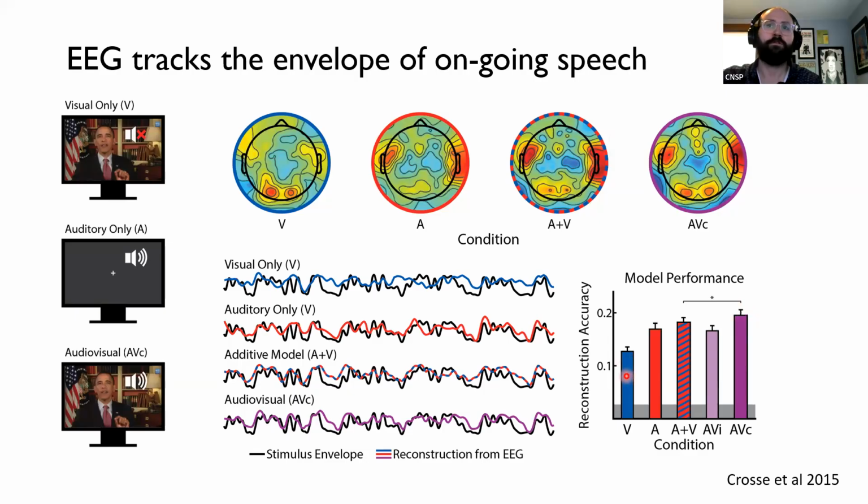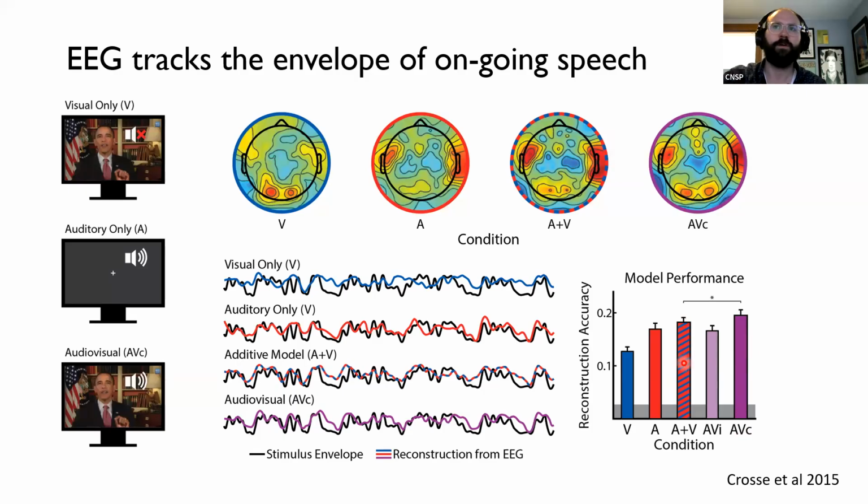So V is fit and evaluated to V, A is fit and evaluated to A. A plus V are fit on A and V and then tested on A and V. So what we're doing here is we're trying to see if there's any unisensory things going on in the audio visual condition. And then AV is fit and tested on audio visual.